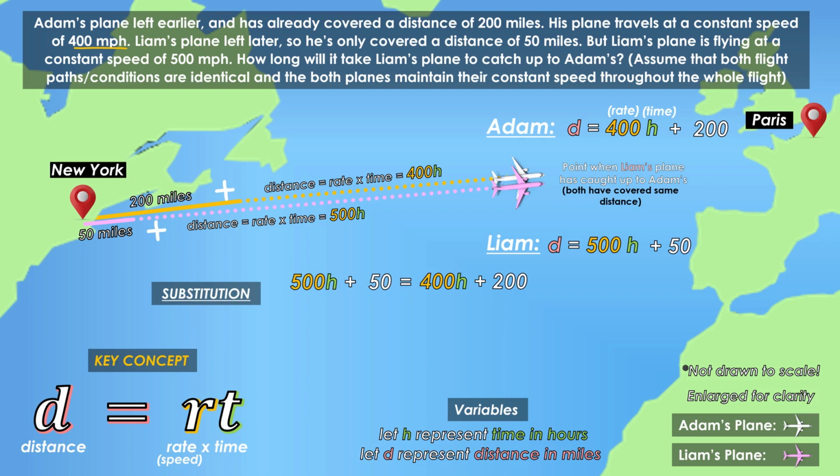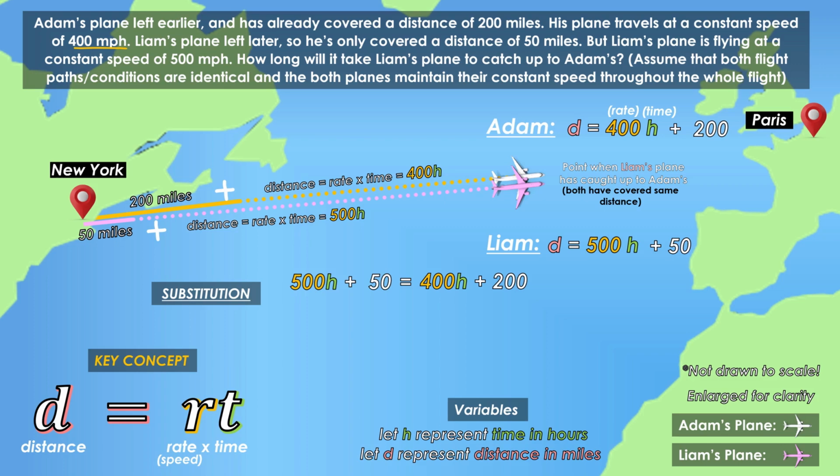This makes sense too, because we are trying to find how long it'll take Liam's plane to catch up to Adam's, which only happens when both planes will have covered the same distance. So we set both equations that solve for the distance equal to each other. This gives us 500h plus 50 equals 400h plus 200.